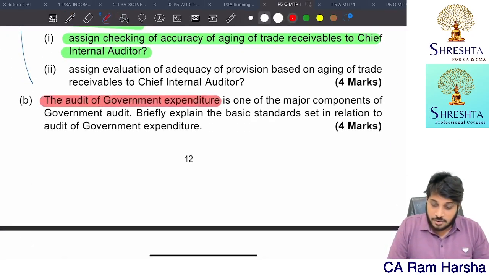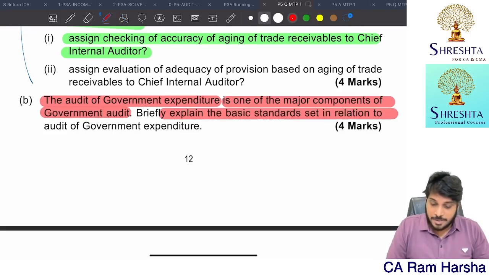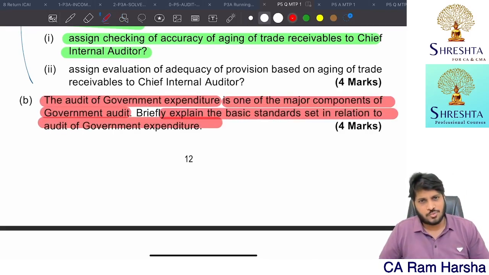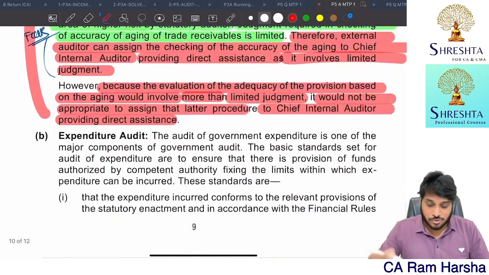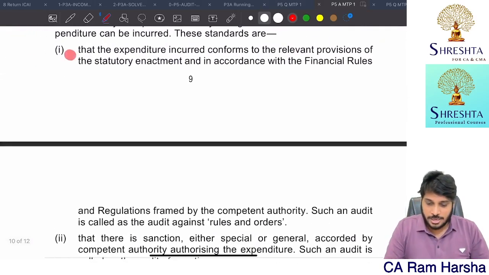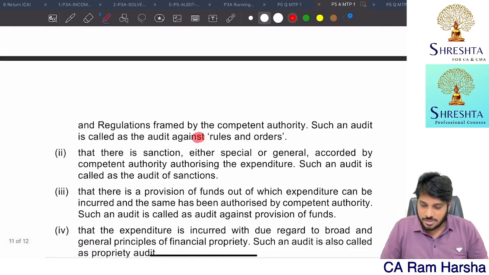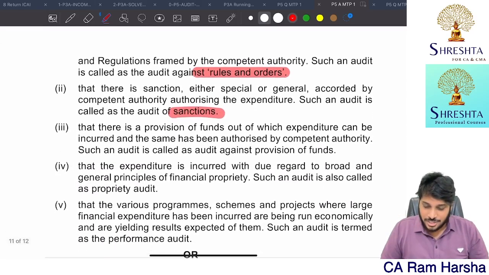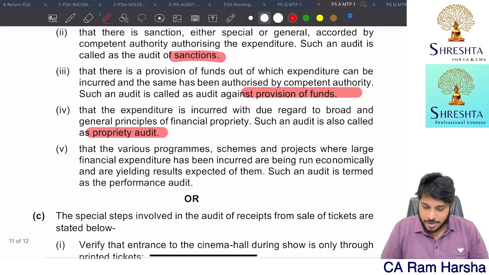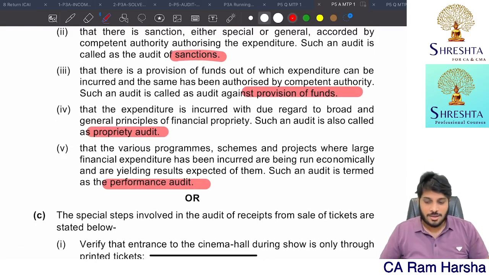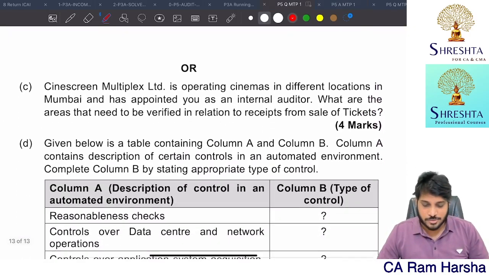Next, the audit of government expenditure is one of the major components of government audit. Briefly explain basic standards set related to government expenditure. What are the points you need to verify in government expenditure? Audit against rules and regulations, audit against sanctions, audit against provisions, propriety audit, performance audit. You need to write those points. Is the expenditure matching with the rules and orders? Sanctions audit, provisioning audit, propriety audit, performance audit. Straight question. It is a government audit question.